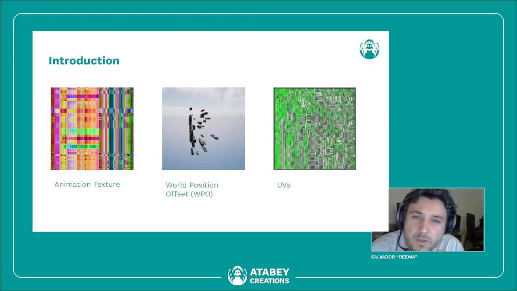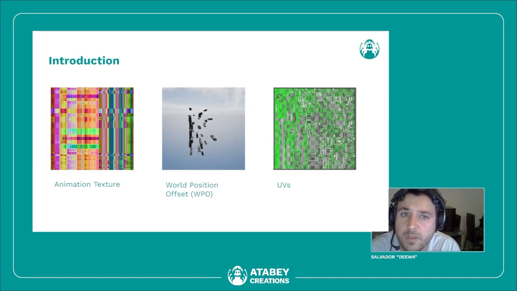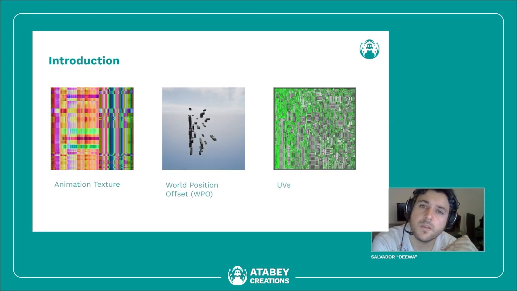And UVs. You usually apply them to 3D textures or to paint some 3D models, but in this case, with the correct usage that I will explain later, it's key to use them to run the vertex animation texture while using the world position offset.